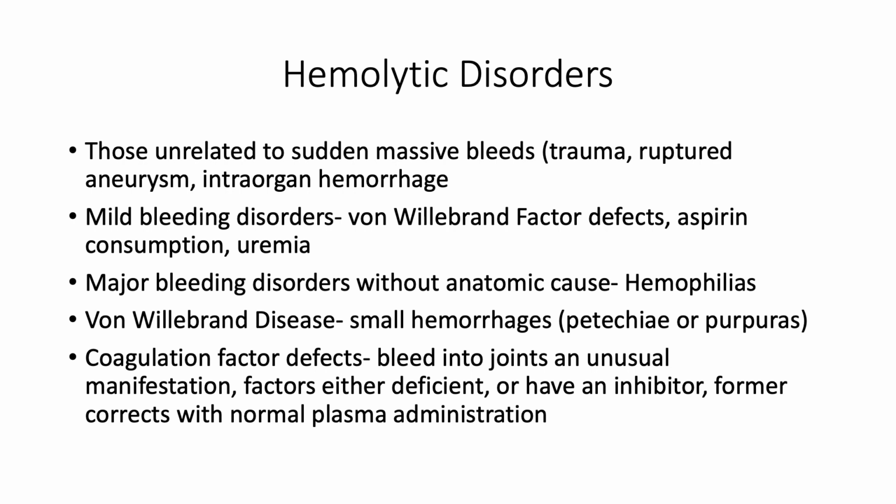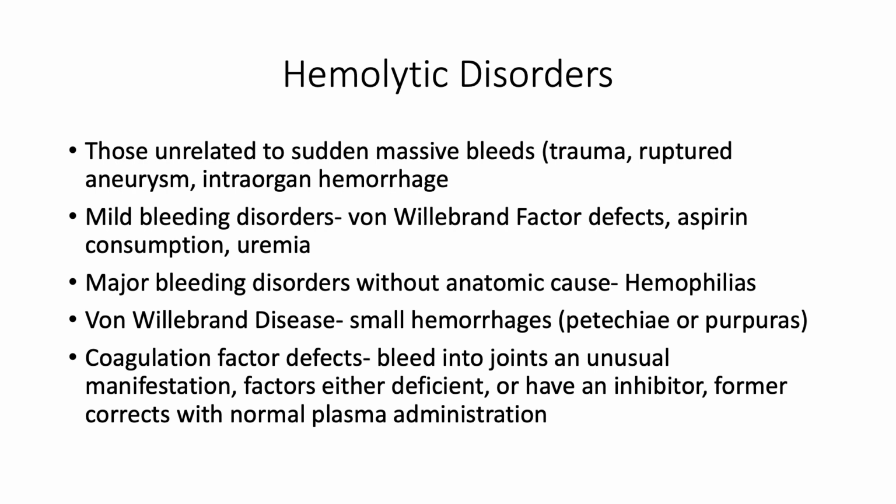Von Willebrand disease gives you small hemorrhages, which are called petechiae or purpuras. This is more of a matter of size of those areas. With coagulation factor defects, you can get bleeding into joints, and that's an unusual manifestation.